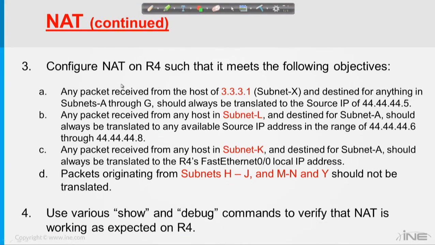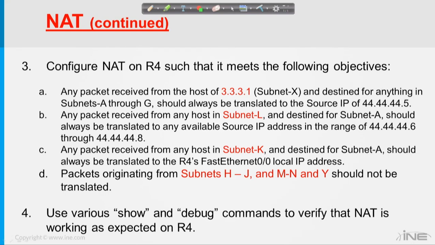So that was 3A. What about 3B? Any packet received from any host in subnet L, so that's also on router 3, and destined for subnet A, should always be translated to any available source IP address in the range of 44.6 through 44.8. What kind of NAT are we describing there? That's right. Thank you, Michael. That is called dynamic NAT. So 3A was static NAT, and now we're being told to do dynamic NAT.